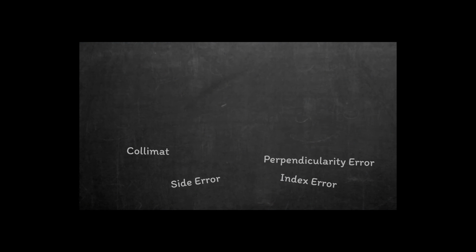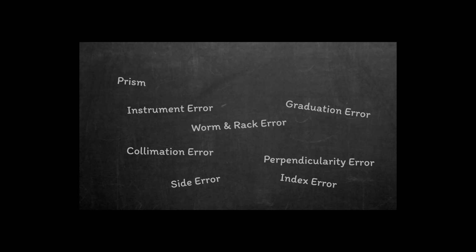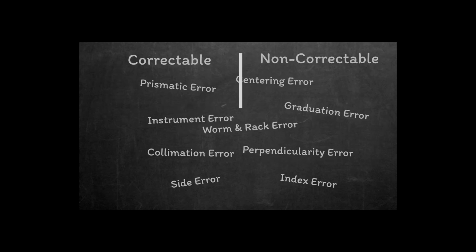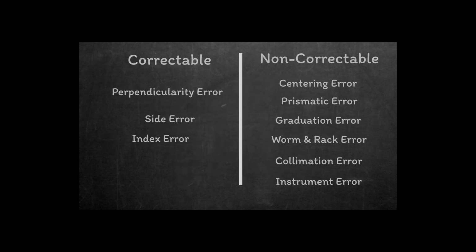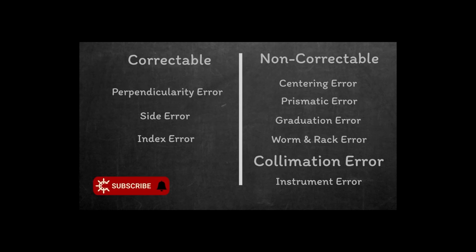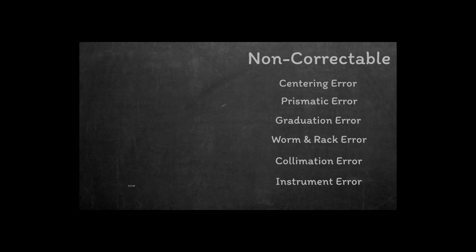There are actually many different errors possible on a sextant. We can split them into two different groups, correctable and non-correctable. One error, collimation, actually used to be correctable, but on modern sextants it's more usual for it to be non-correctable nowadays. Let's start by looking at the non-correctable errors.